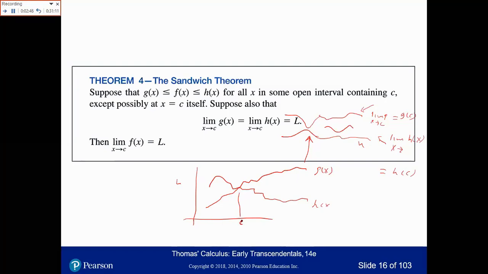So we're saying limit of G of x as x goes to C is L, because this is the point. G of C, what is G of C? Equal to L, right? G is a graph. What is the value of G when x equal to C? Equal to L, right?